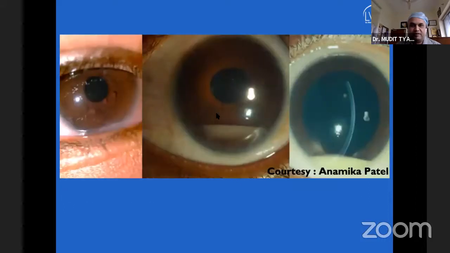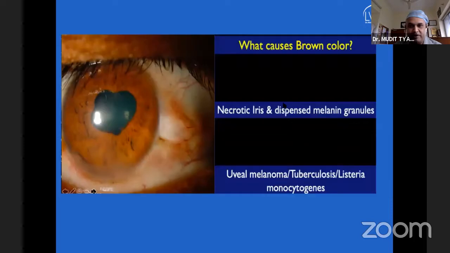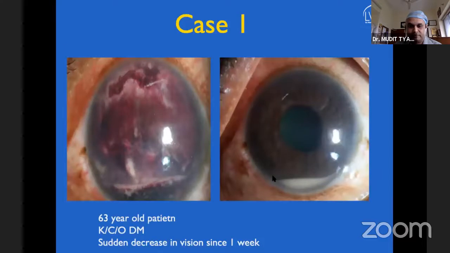So this slide is courtesy of one of my colleagues, Dr. Anamika Patel. And what you see over here is a brown tinged hypopyon in one of the eyes, and the other eye has an atypical hypopyon. Now, whenever you see a patient who has a brown colored hypopyon, please think of some other causes. So why does the brown color appear in the first place? Necrotic iris and dispersed melanin granules are the underlying cause behind these brown colored hypopyons, and you can see them in cases of uveal melanomas, sometimes in TB or listeria. Now let me show you a few cases.